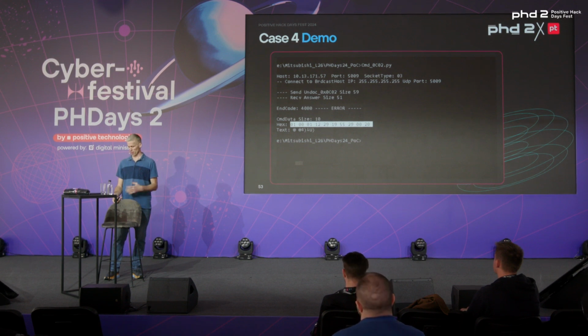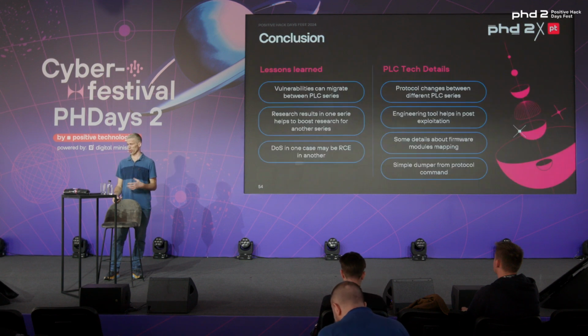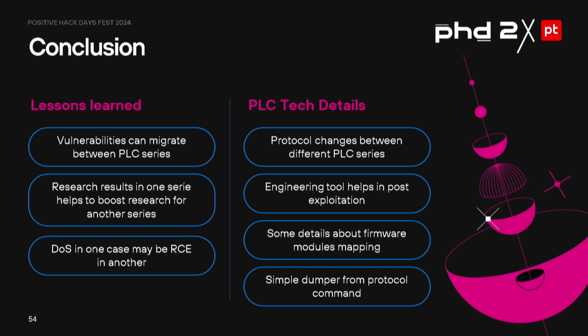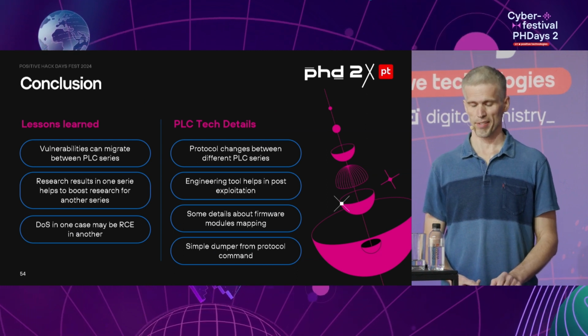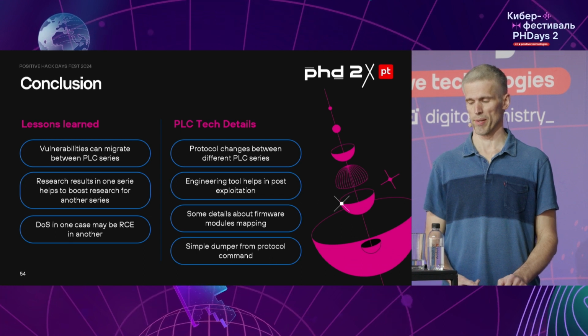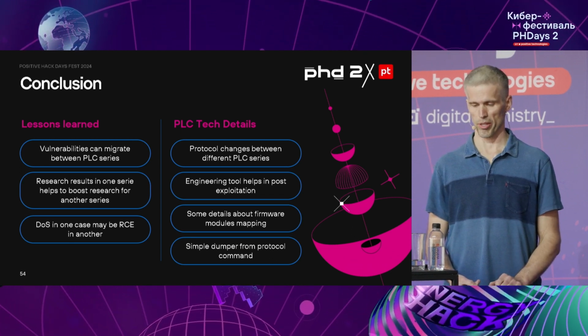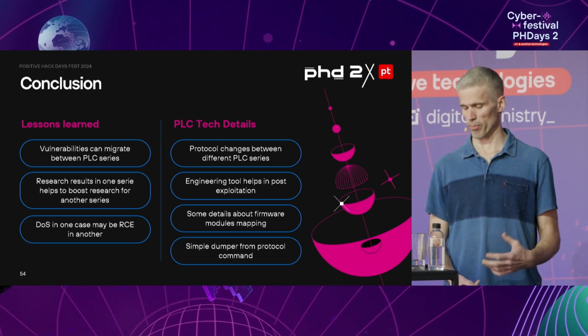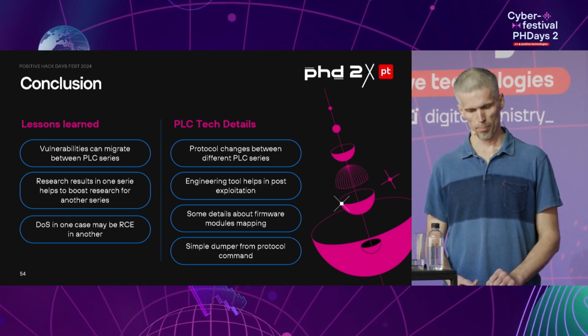Well, ultimately, as a result of this research, we drew certain conclusions. They might seem simplistic and trivial to you, but vulnerabilities can migrate from series to series. Though the code bases do differ and the CPUs are different, the vulnerabilities can still migrate between the series.